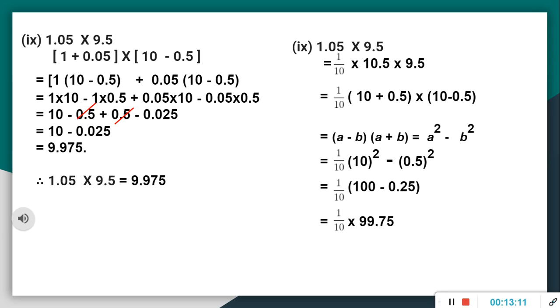So if we are dividing by 10, the point will move left side. So we can put the point next one number. So the answer should be 9.975. So the answer of 1.05 into 9.5 is 9.975. If the question is like this directly, if you want to do, then you can do the first method. If you are using identity, then you can solve it like the second method. Clear?